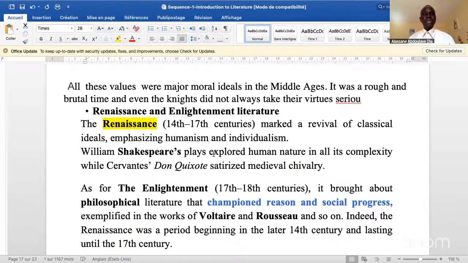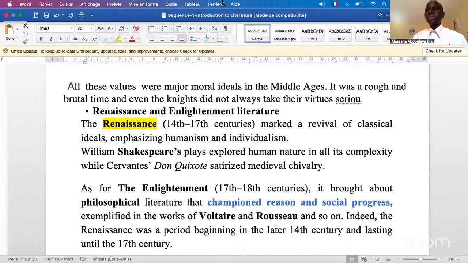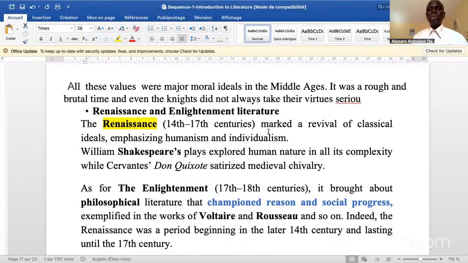So what does this mean? All these values were major moral ideals in the Middle Ages. So it means in medieval time, all these values were there. All right? So it was a rough and brutal time. And even the knights, c'est les chevaliers, did not always take their virtues seriously.